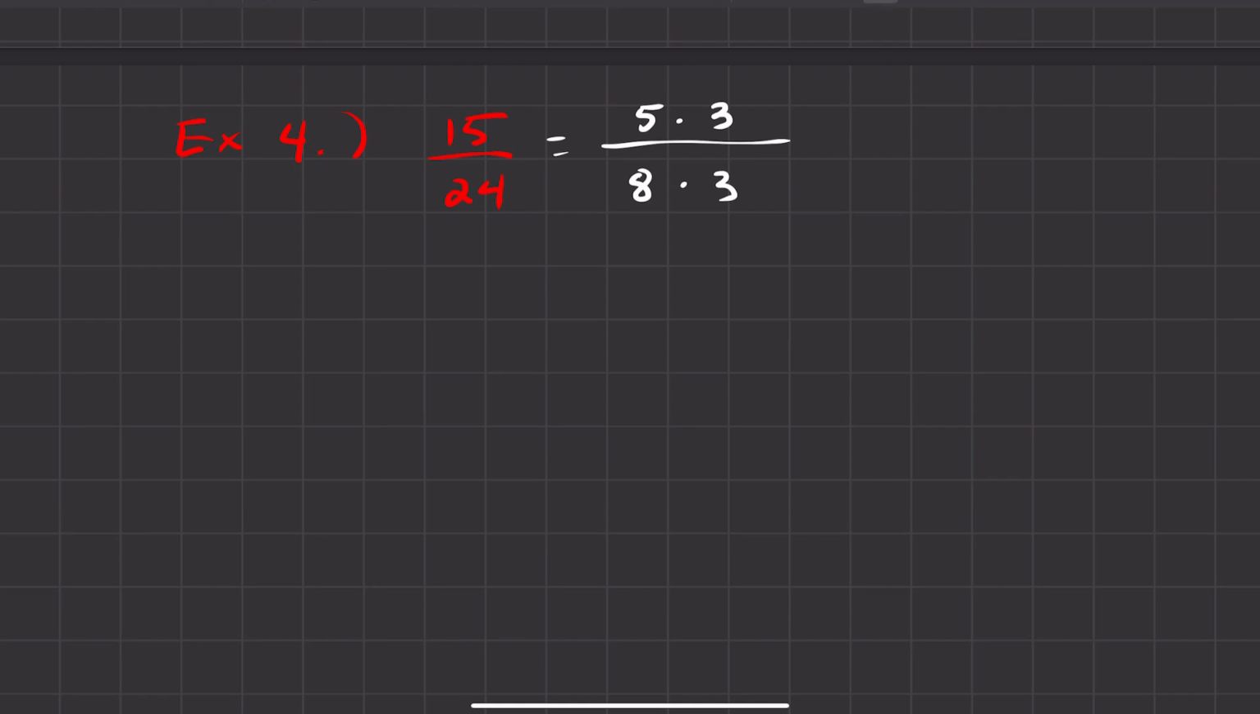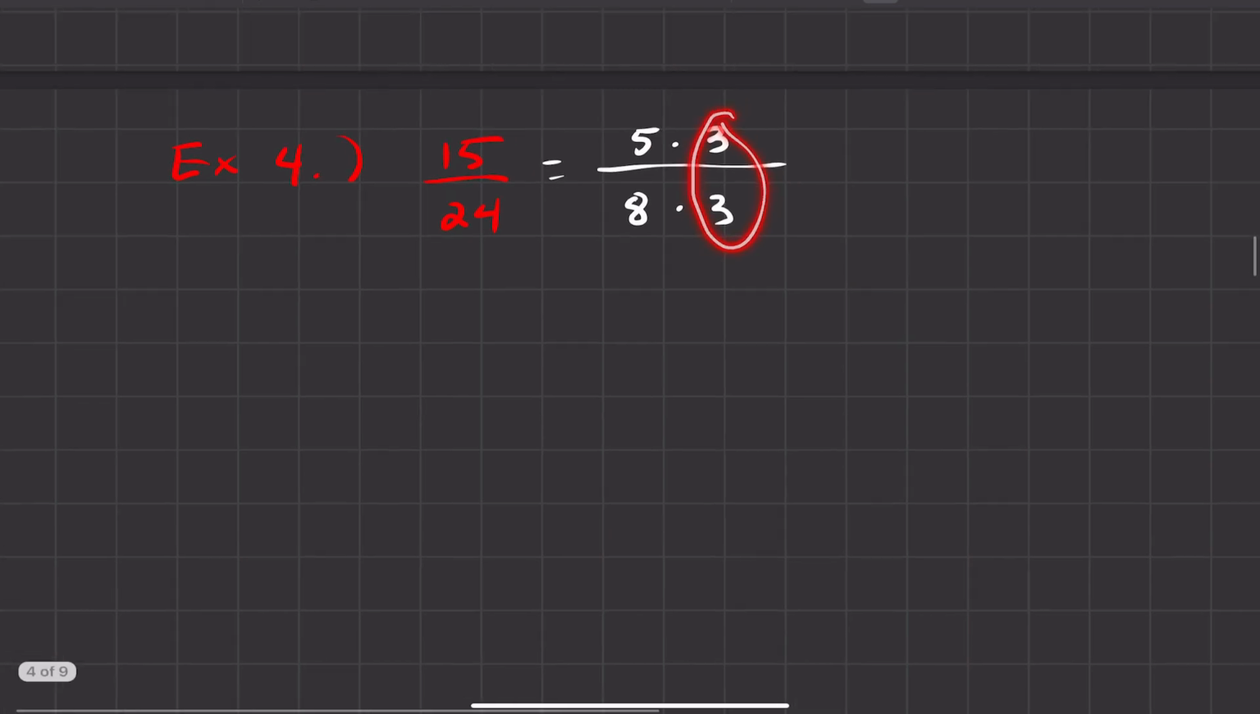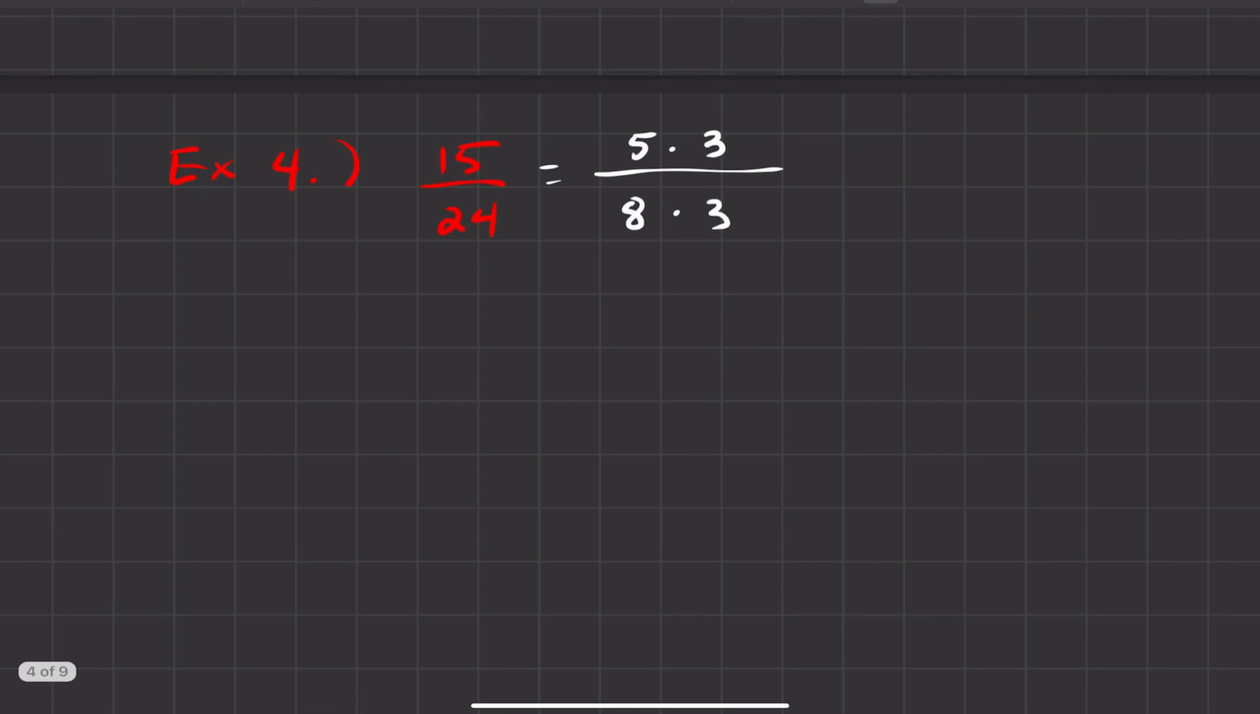And notice the top and the bottom, or specifically I have the numerator here. Okay, remember the numerator is the top part of the fraction, and this is the denominator, the bottom part of the fraction. And you can see that they both carry a 3. When you have numbers multiplied in the top and numbers multiplied in the bottom, and you see the same numbers here, you can obviously cancel them out.